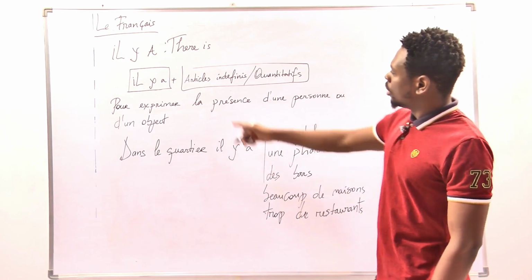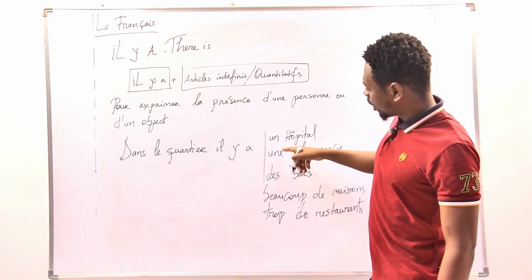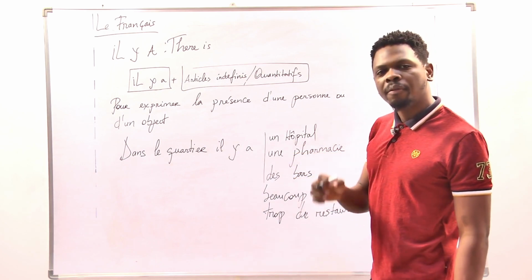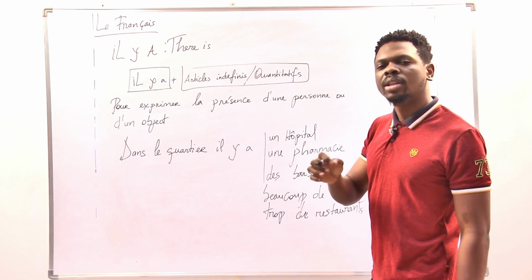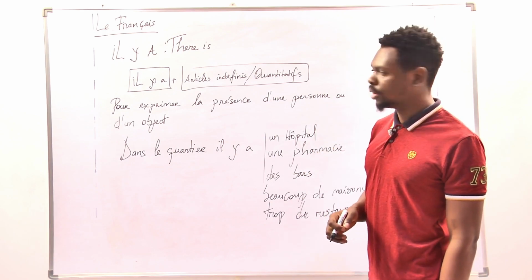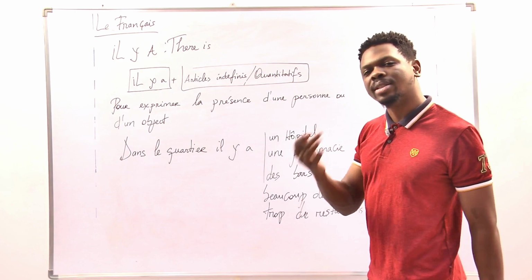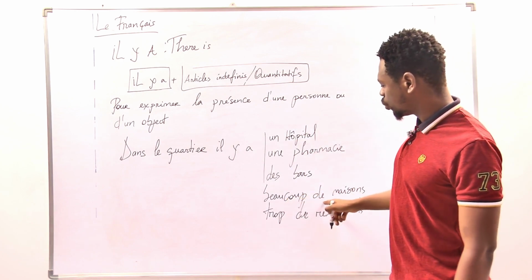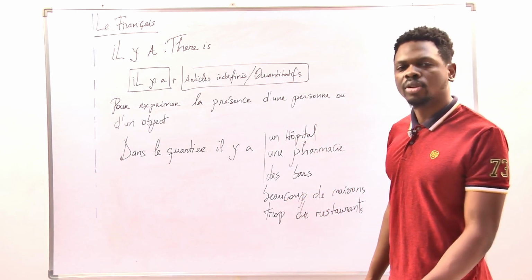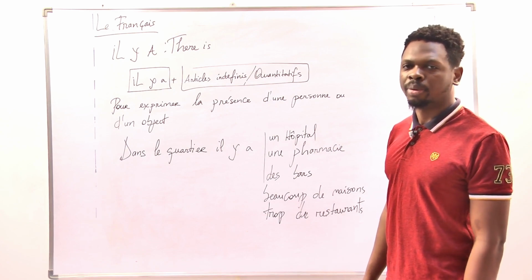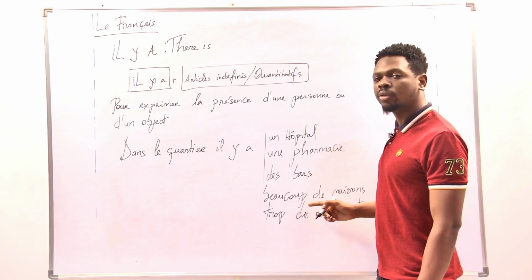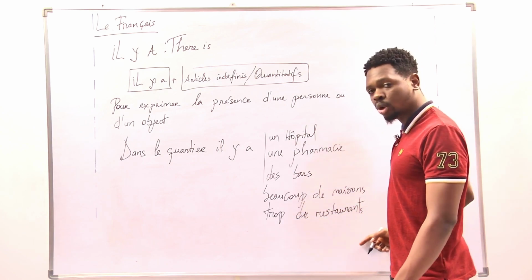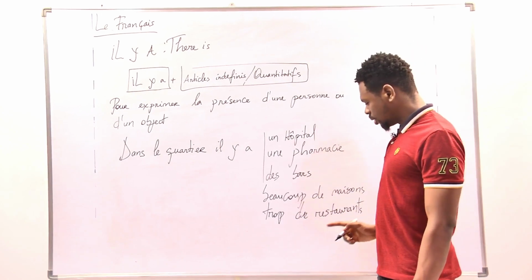Okay. Article indéfini. Un, une, des. Every noun in French has to be standing with an article in front of it. Quantitative means quantity. We have beaucoup de, trop de. We just learned it previously. So, beaucoup de maisons, a lot of houses, trop de restaurants, too many restaurants.